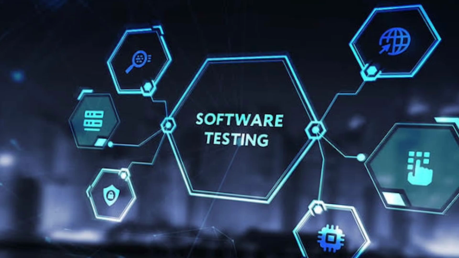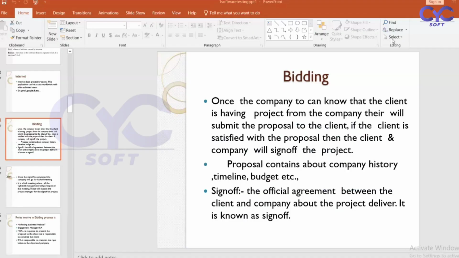Today we are going to be starting with the second section. In the second section, first we will discuss the bidding part. The bidding part is nothing but how the project is coming to the organization. So what is the process in the project? Then we will discuss the software development life cycle. So first we will discuss what bidding is.